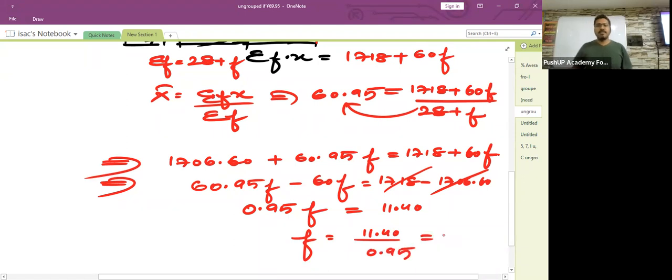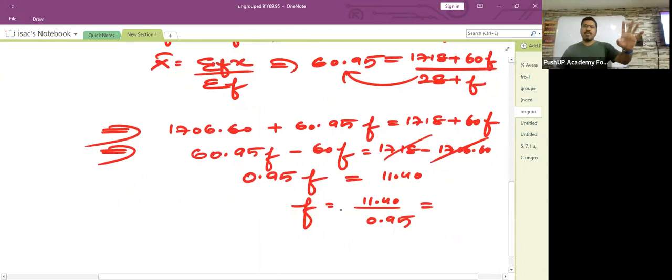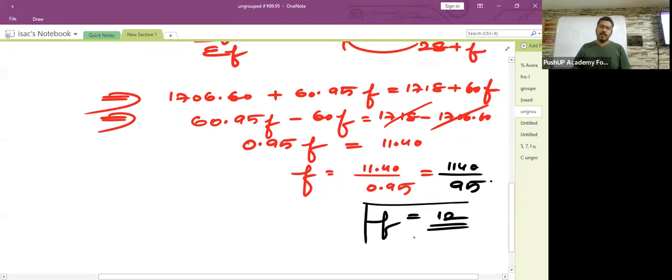Now children, listen to this. If you notice, in both the numerator and denominator you have two decimal places, isn't it? So what you can do is directly eliminate them. So 1140 divided by 95. Is it perfectly divisible? 12. 95 into 12 is 1140. Hence the frequency f is equal to 12.